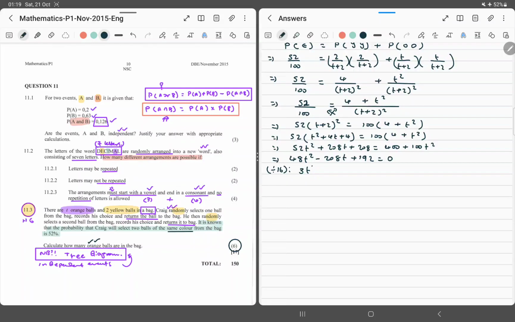So this is going to be 3t minus this one. 208 divided by 16 gives us 13. So this is minus 13t plus 192 divided by 16, sorry. It's 12. So this is 12 is equal to 0. Now I think we can handle this one.